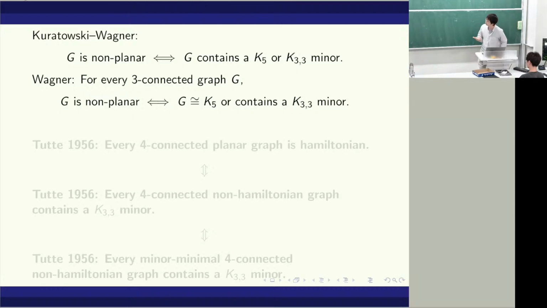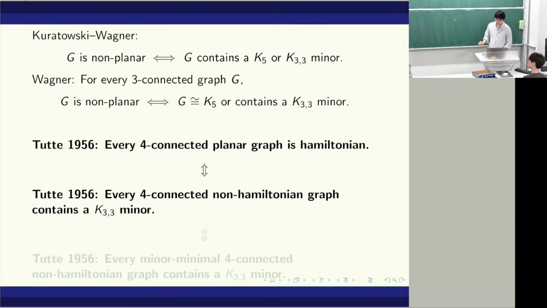First, let me review some basic facts. Kuratowski and Wagner have the well-known result that a graph G is non-planar if and only if it contains a K5 or a K33 minor. Further, Wagner proved that if the graph is 3-connected, then G is non-planar if and only if G is isomorphic to K5 or it has a K33 minor.